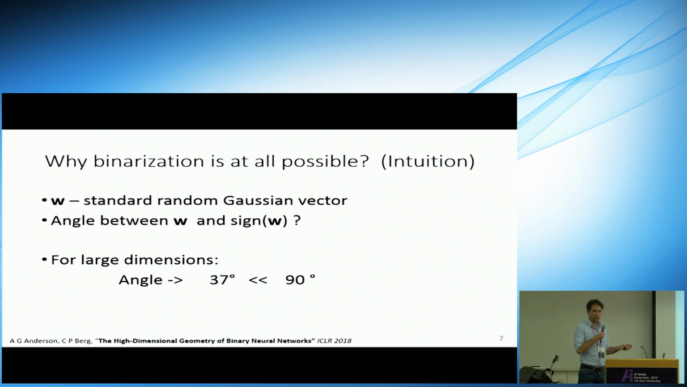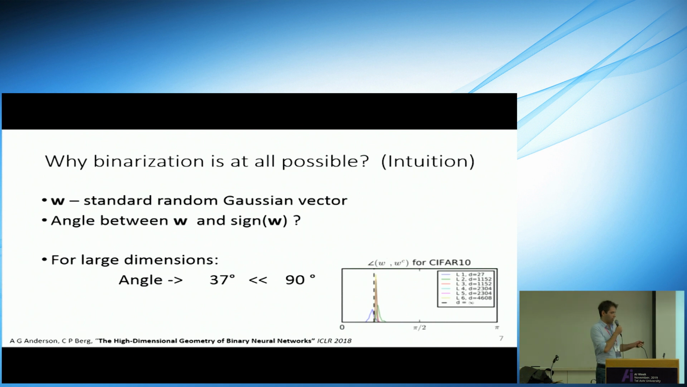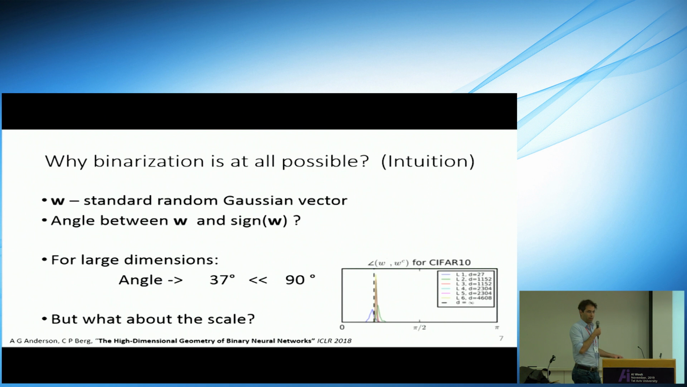But you say, okay, but this is just for random Gaussian vectors. But if you check in an actually trained neural network, trained on CIFAR and such, then you see that the angle is around 37. This is what you get from the theoretical calculation, this dotted line, and the actual histogram is concentrated around that value. So it seems that neural networks are maintaining the original direction from the full precision values.